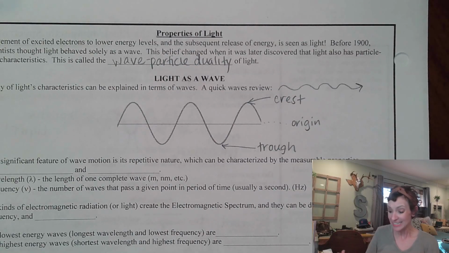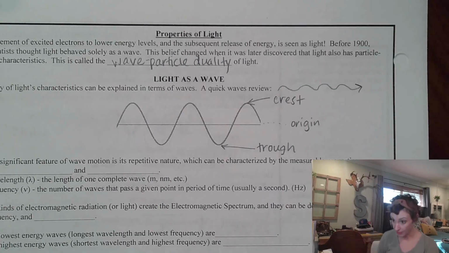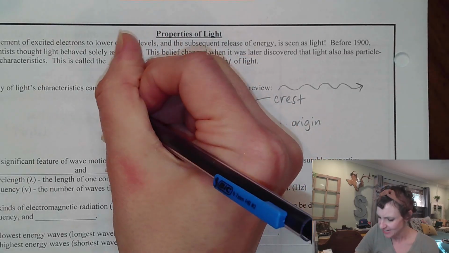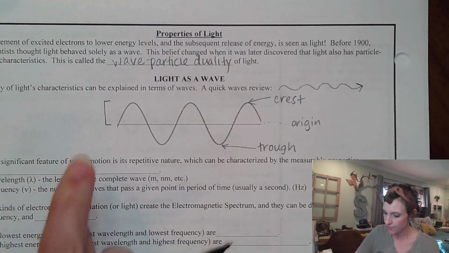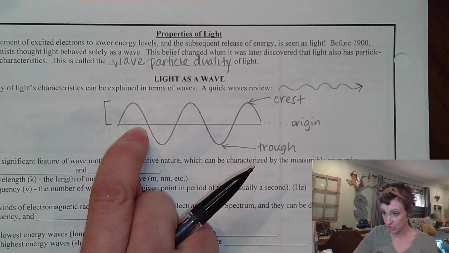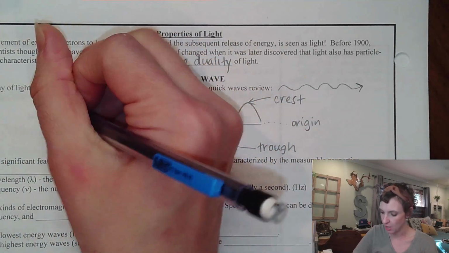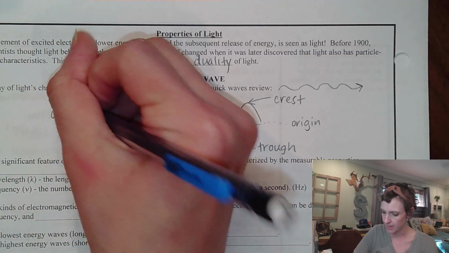Now different waves can jump up real high and fall down real low, and some waves can go up just a little bit and down. So we have a measurement for that. The height of a wave from its origin to the tippity top of its crest is what's called the amplitude.